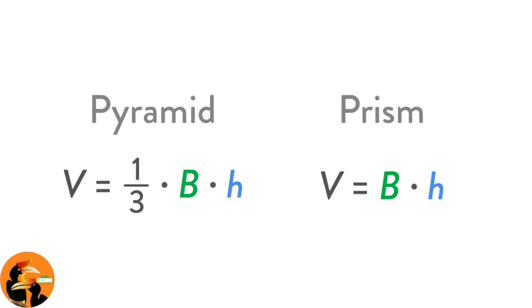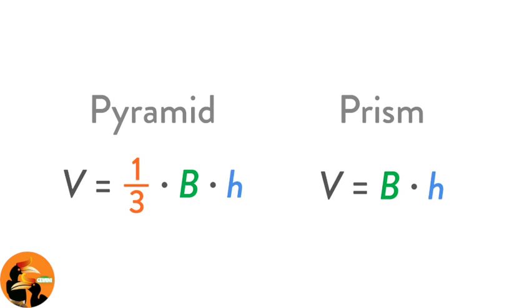As you can see, the volume of the pyramid is 1/3 the volume of a prism with the same base area and height. That means 3 pyramids should fit into the space of one prism of the same base and height. But why is that true?